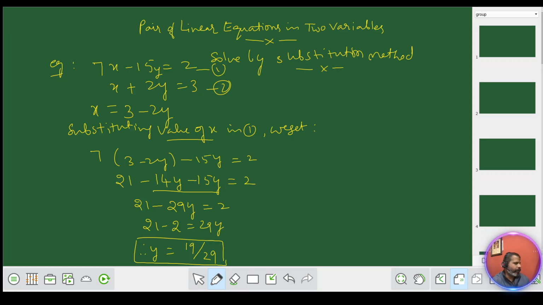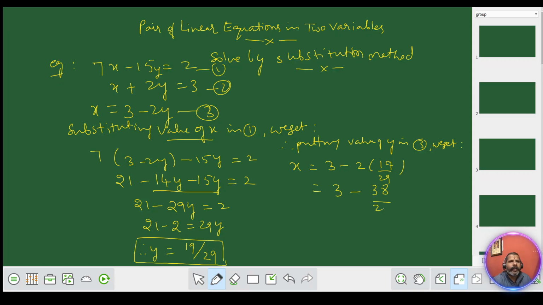Now, how do we get the value of x here? We have to substitute again. We solved for x, right? Call that equation 3. Put the y value in equation 3, and you get the x value. Putting or substituting, whichever word is comfortable for you, the value of y in 3, we get x equal to 3 minus 2 of 19 by 29, which is 3 minus 38 by 29.